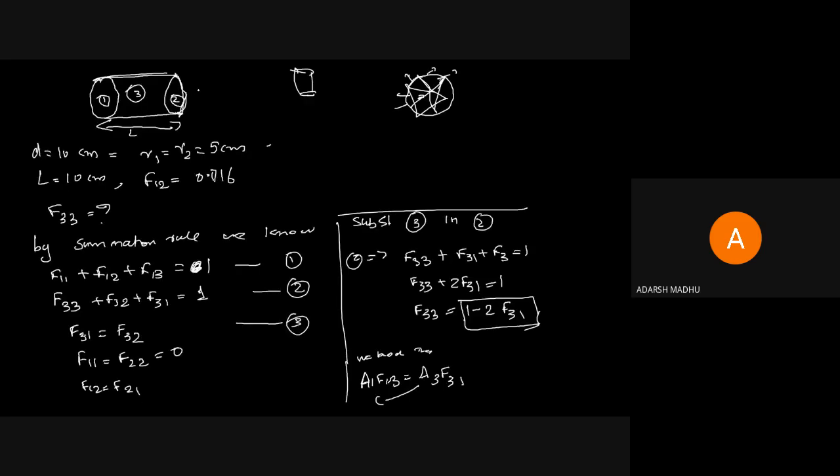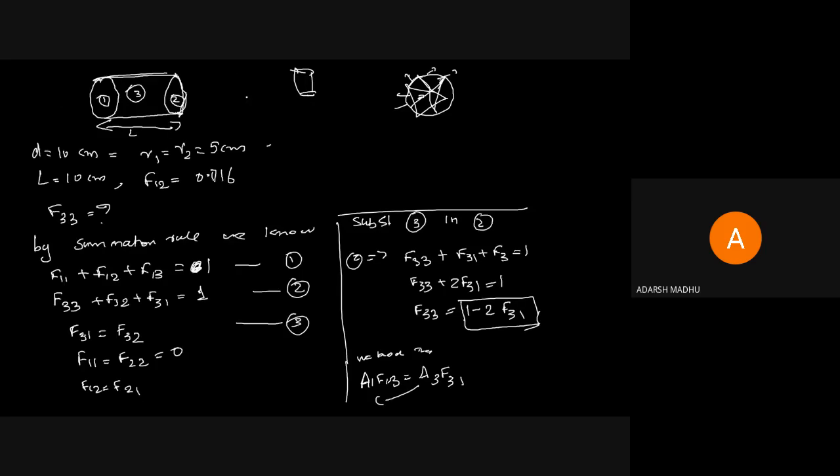So what is A1 by A3? What is A1? The circular surface area, the area of a circle: pi r square. Pi r square divided by A3. What is the area of the circular curved surface? 2 pi r L, or pi d L. Both are the same, since 2 into r is the diameter. Therefore pi d L.